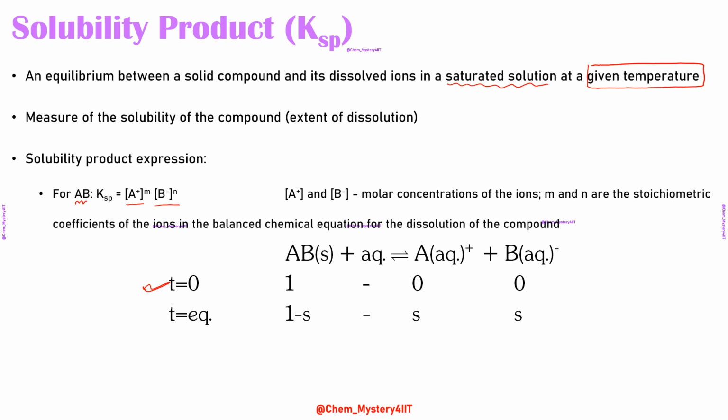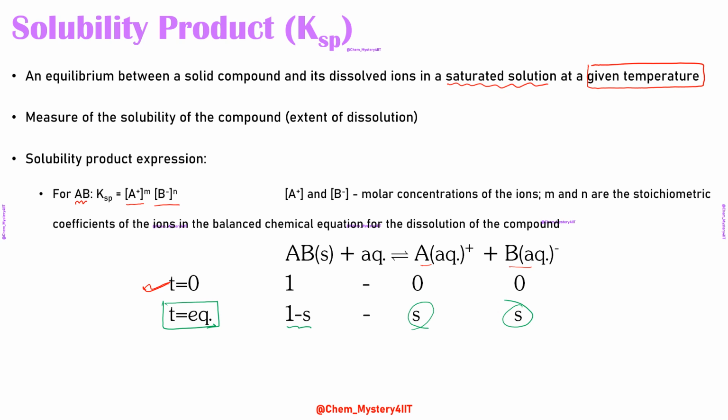Actually, this should have been considered as activity rather than concentration. So the A+ ion concentration was 0 in the beginning, and the B- ion concentration was 0 in the beginning. Now as we move towards equilibrium, what is happening? S from AB is being dissociated, so S of the A+ and S of the B- ion is being formed.